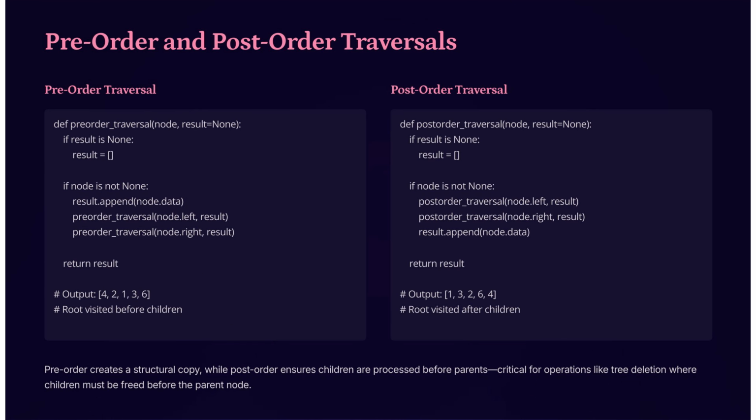given tree. Pre-order traversal visits the root before its children, creating a structural copy of the tree. Post-order traversal, however, processes children before the root, crucial for operations like tree deletion.